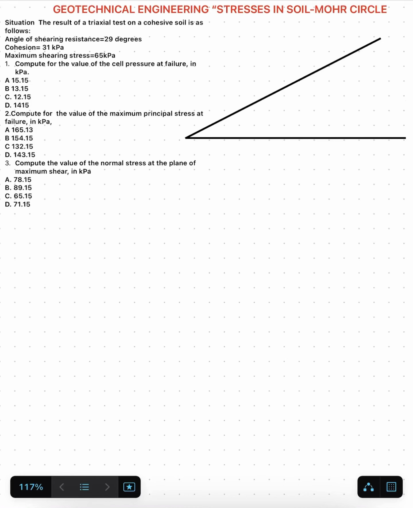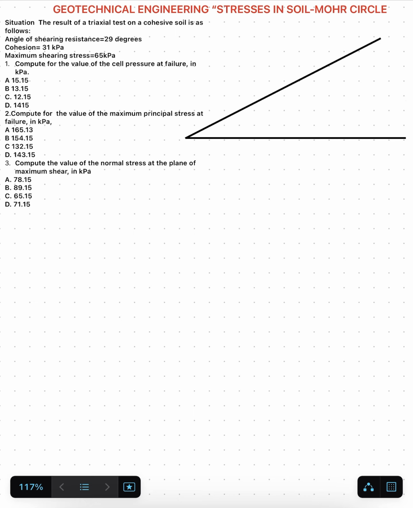Today we will be solving another past board exam problem from the Civil Engineer Licensure Examination. This is under Hydraulics and Principles of Geotechnical Engineering, particularly in geotechnical engineering under the topic stresses in soil involving Mohr circle.